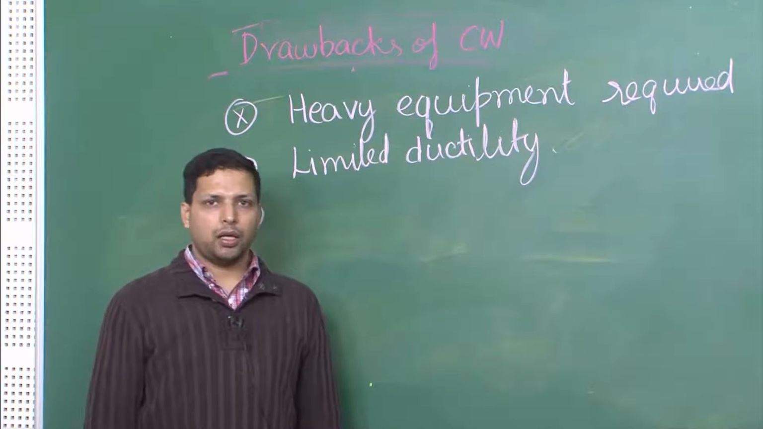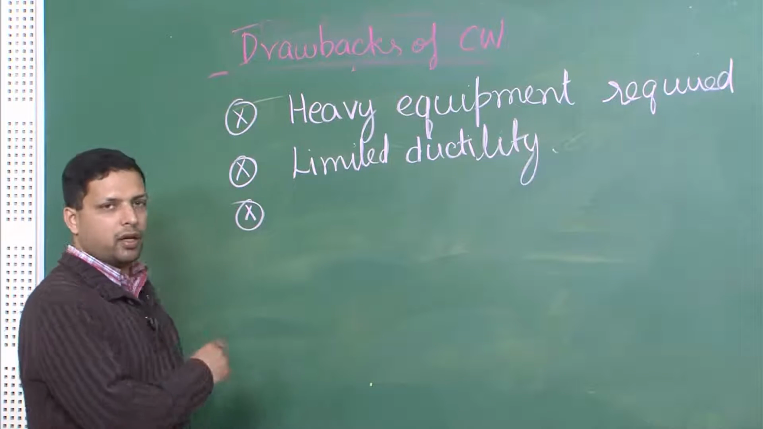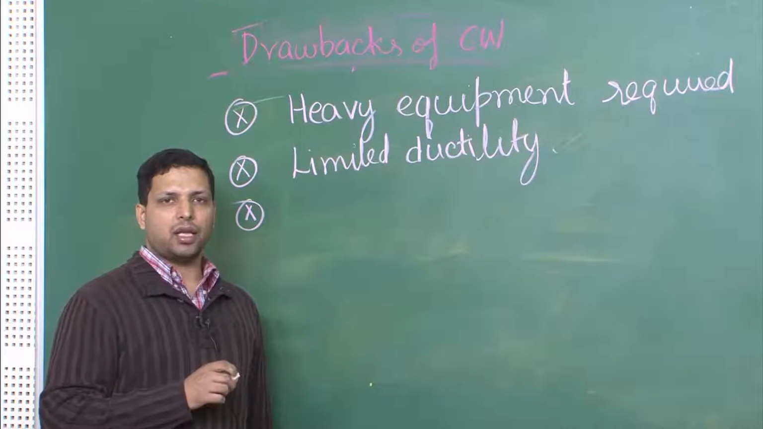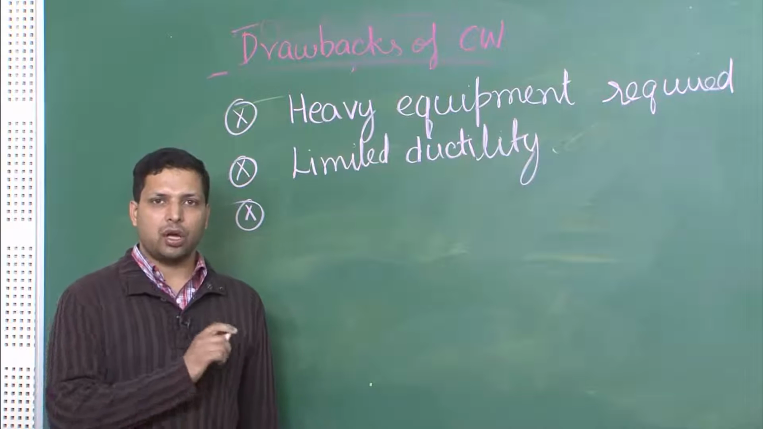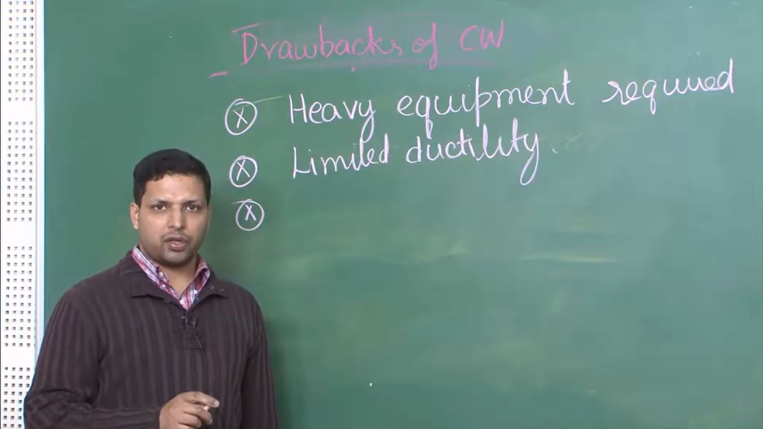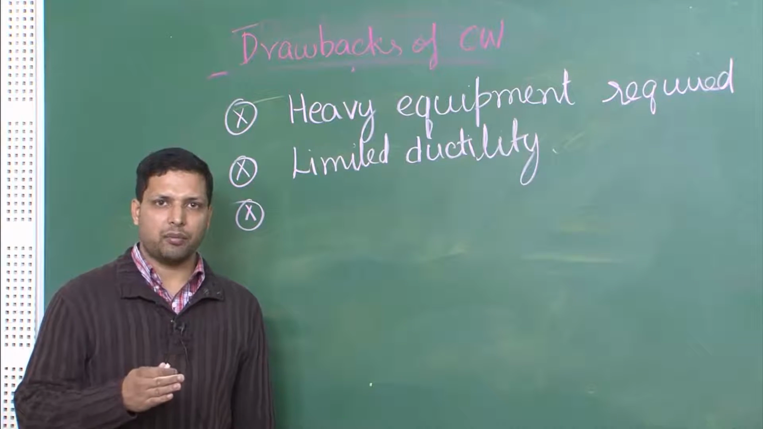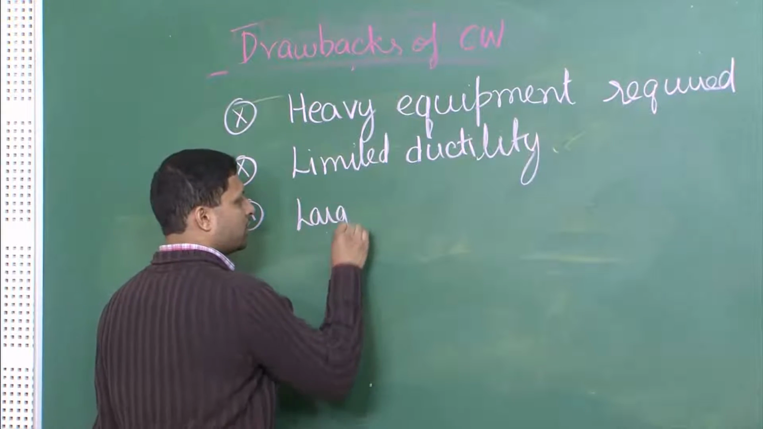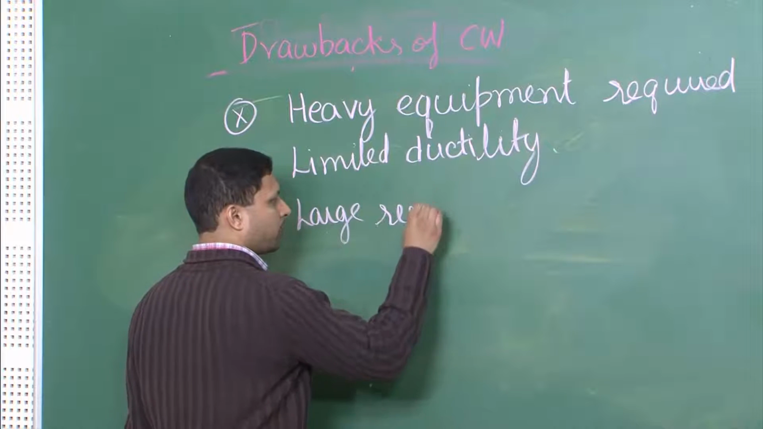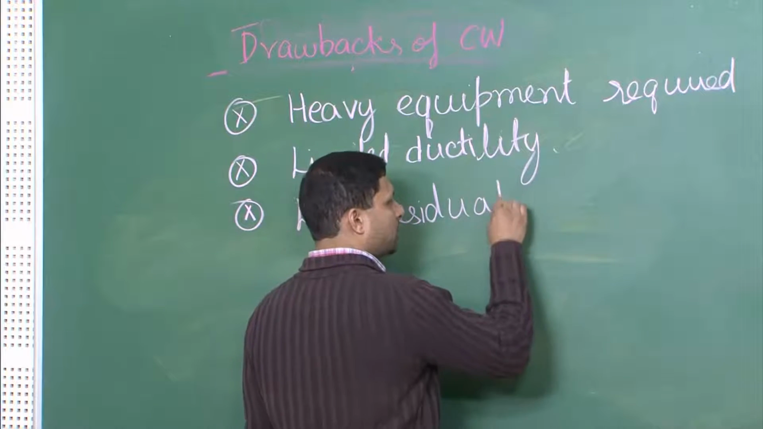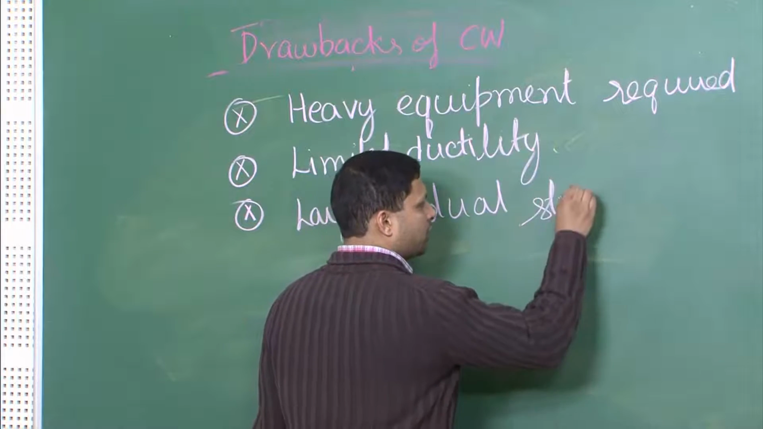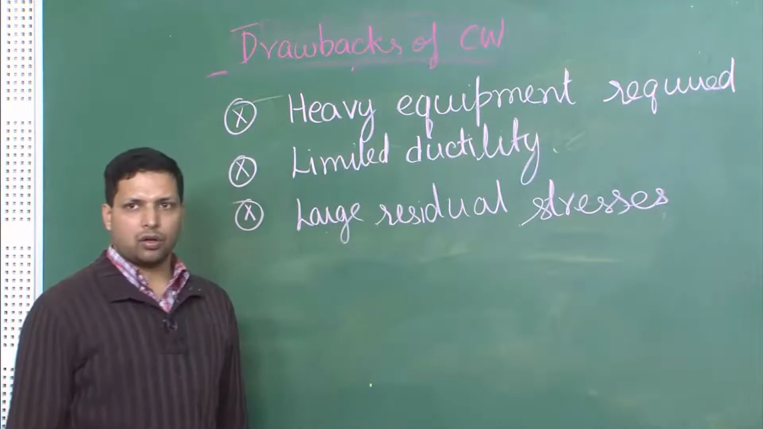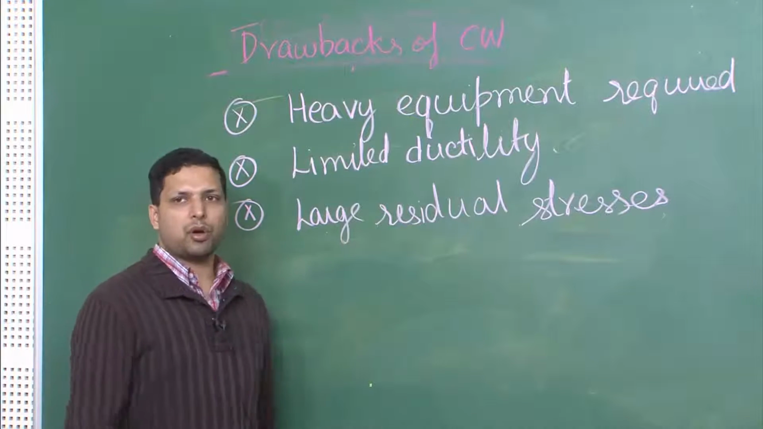And another important disadvantage of using cold work, when we looked at the microstructure, we also saw that residual stresses do not get relieved when we are at a temperature below 0.3 Tm. So, large residual stresses. In most cases, these residual stresses are responsible for causing a deteriorated property of the material.